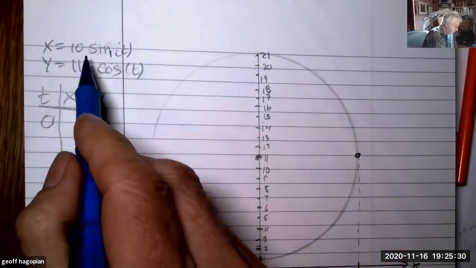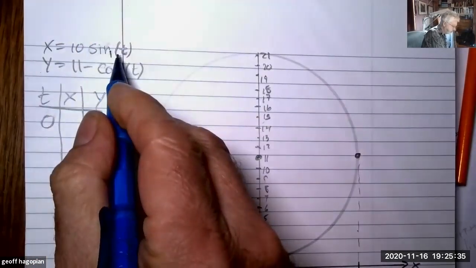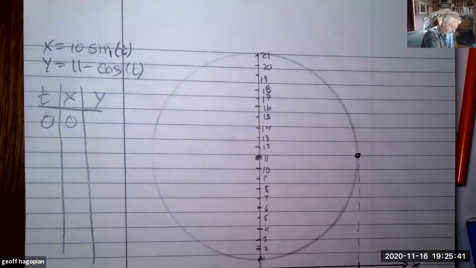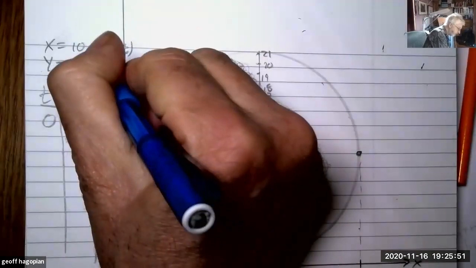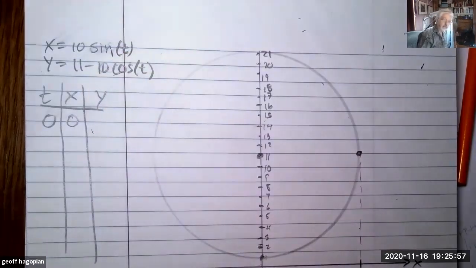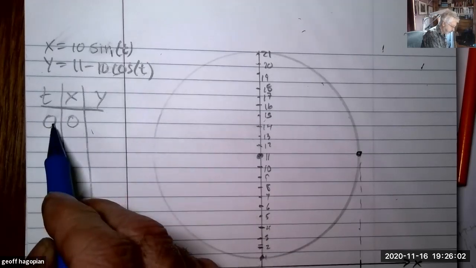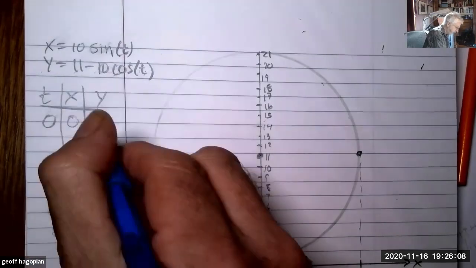Okay, so when t is 0, x is the sine of 0, which is 0, and so we start right there. And y, oh, I forgot the 10. Absent-minded. That's the amplitude of oscillation. 10 is the amplitude. Okay. So now when t equals 0, that's my starting time. Cosine of 0 is 1, 10 times 1 is 10, 11 minus 10 is 1.